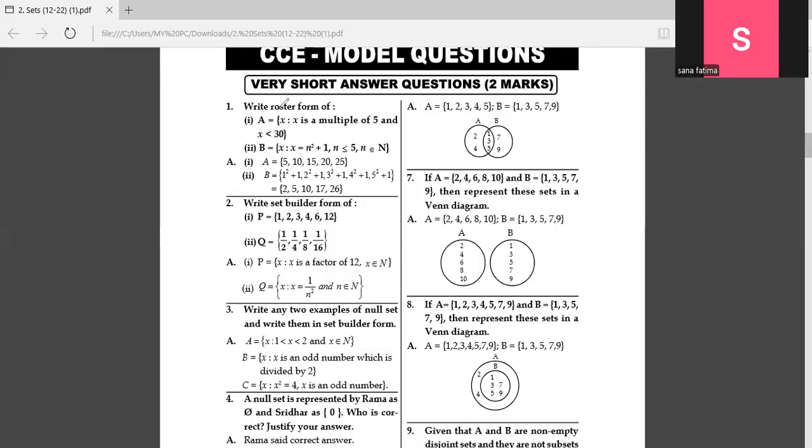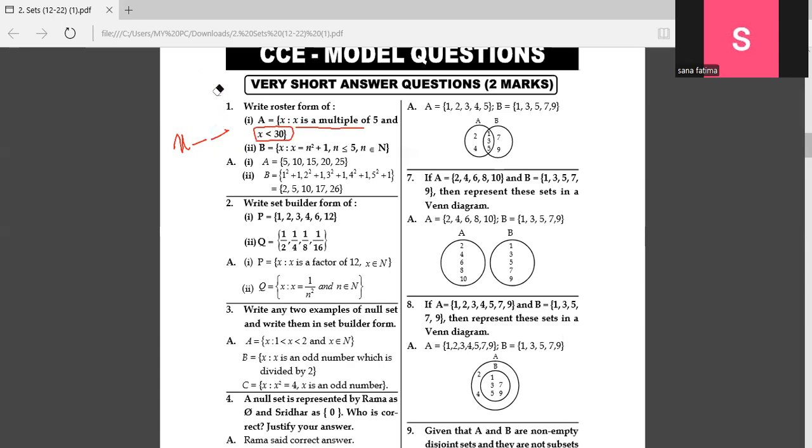So the question is to write the roster form, and the details are given to you. X is a multiple of 5 and x should be less than 30. When you read x less than 30, it means the element should not be more than 30. Sometimes the situation is x is less than or equal to, which we read as less than or equal to. When the situation is like that, the elements should include 30. Here 30 is not included. When it is less than 30, it should not be included.